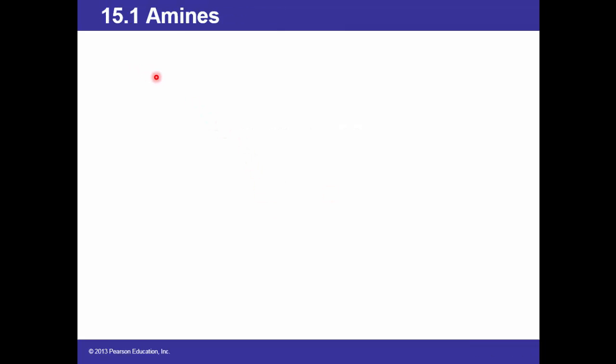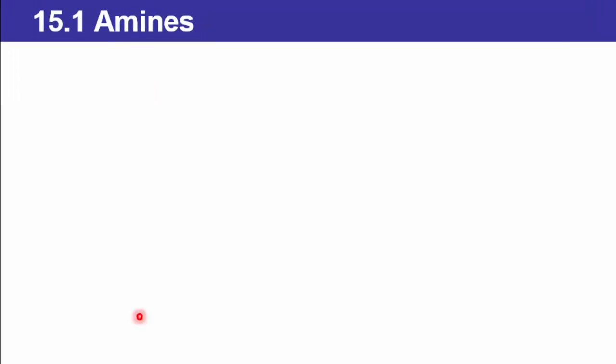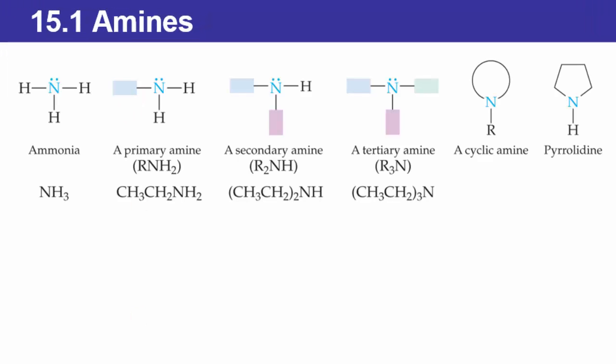First section, 15.1 amines. These are different amine compounds, starting from ammonia, NH3, then a primary amine called ethylamine, and then a secondary amine, diethylamine, and a tertiary amine, triethylamine. Then we have a cyclic amine, a compound called pyrrolidine.